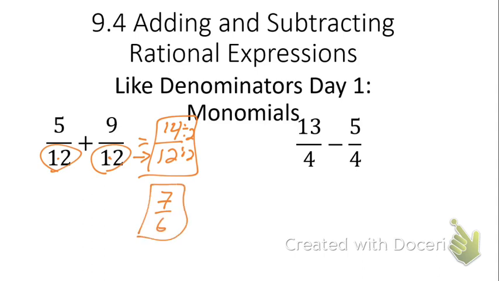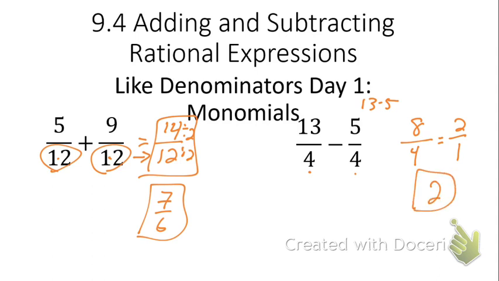Now, next up, we have the same denominator, so we're good. So 13 minus 5. That's going to be 8, I believe. Yeah. And then the 4 stays. And 8 divided by 4, you could simplify that down to 2 over 1, or you could just say 2.